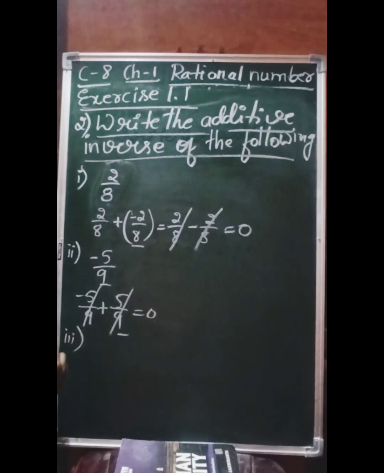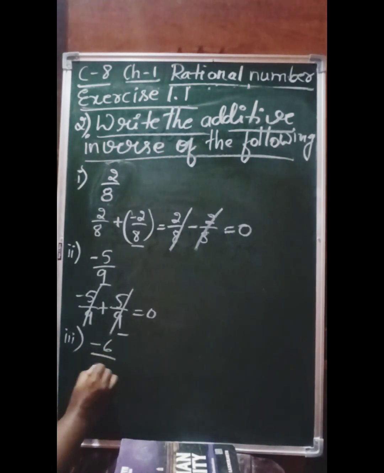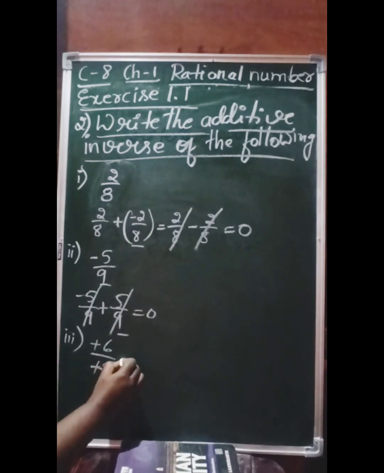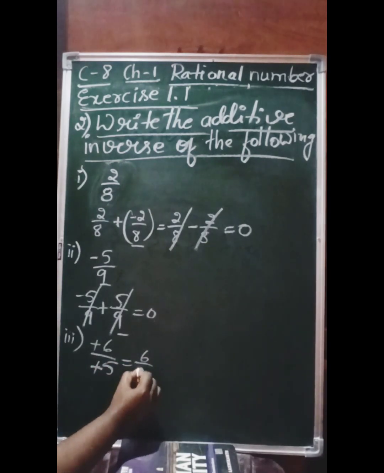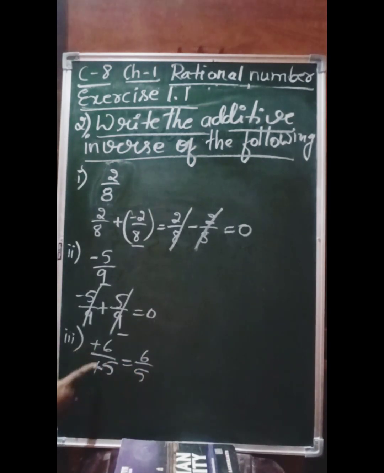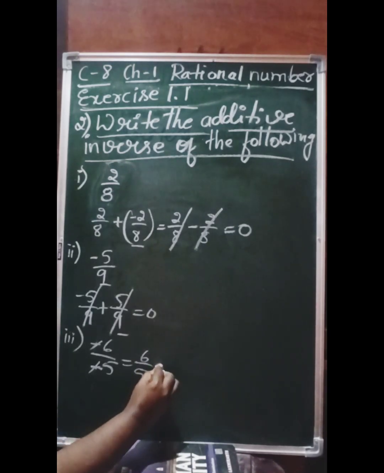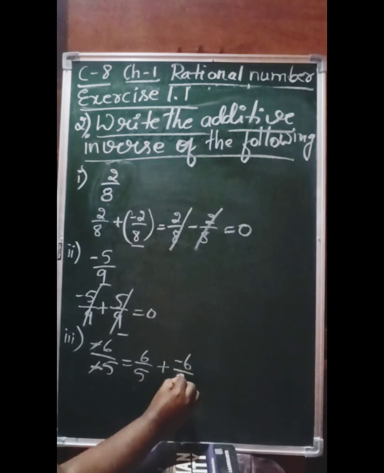Now come to the third one, that is minus 6 by minus 5. See here it is a small tricky one. See both are minus, means what? We may get cancelled. Means what? The given term is plus 6 by 5. Minus minus will get cancelled, right? So the given term is plus 6 by 5. So what we have to consider here? We have to consider minus 6 by 5.